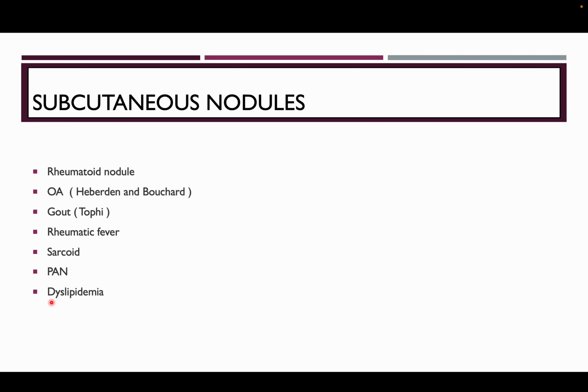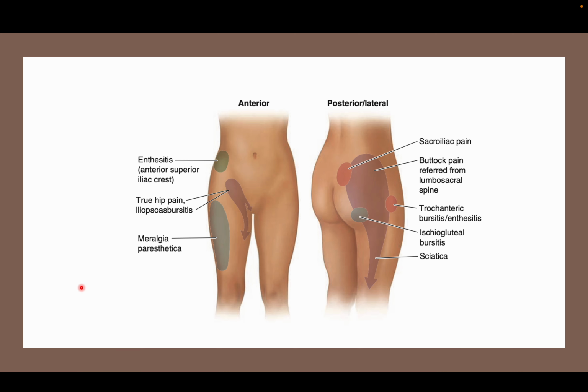Dyslipidemia, because of the lipid deposition, nodules can be seen. So this is the difference in appearance. Here, where the anterior tendons are, this is the place where enthesitis is seen, where the tendons are involved. Here this is a true hip pain, where iliopsoas bursitis can also be seen. This is the pain radiation pattern of the true hip pain or iliopsoas bursitis.